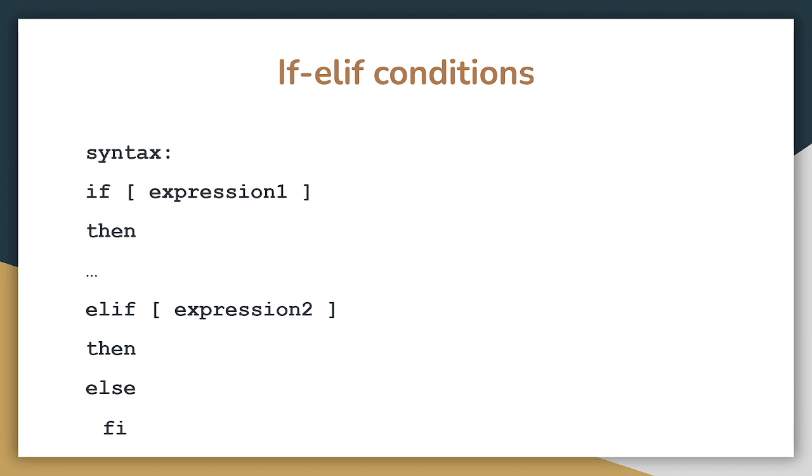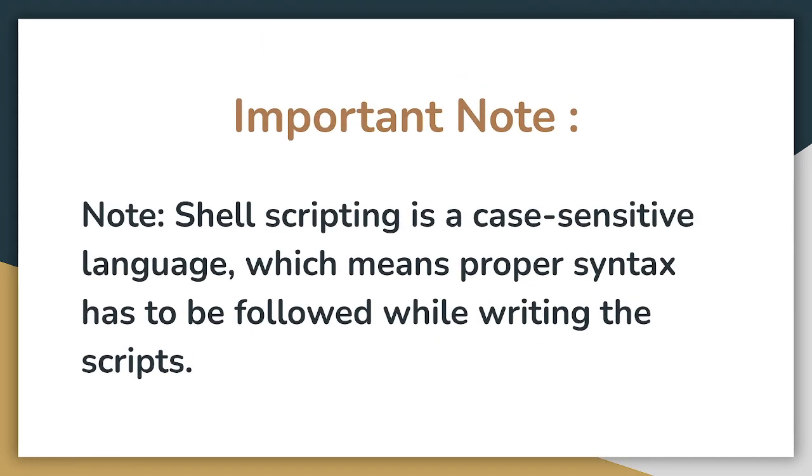So you don't have to use any condition with else, you just have to write else and then echo the third thing, that C is the greatest number, as we have taken the example, and then you have to close with fi. Next, you should be very careful with your syntax, because, as I have told you previously also, shell scripting is a case sensitive language, which means proper syntax has to be followed while writing the scripts.